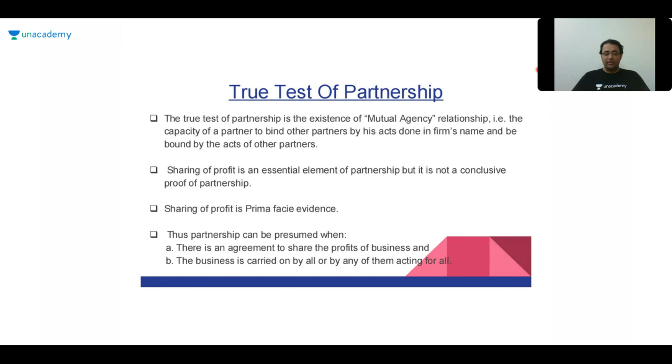Sharing of profit is prima facie evidence. Thus, partnership can be presumed when there is an agreement to share the profits of the business and the business is carried on by all or any of them acting for all.